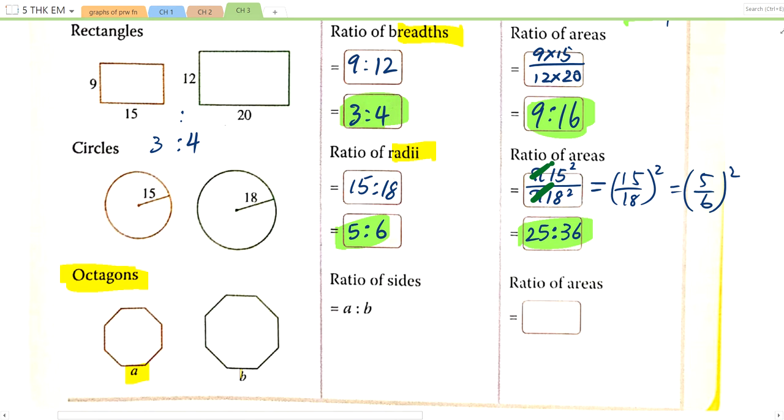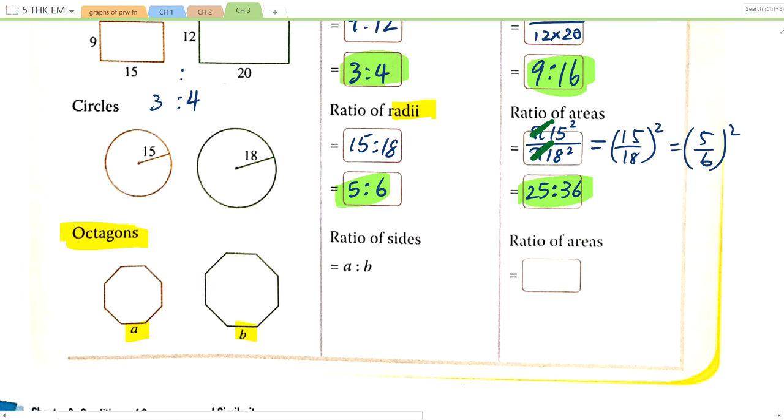So if I have a shape like this, an octagon, they are similar. The ratio is A to B. Can you tell me the ratio of area? How much is it? A square to B square. No need to calculate area, no need to divide into how many triangles and find the angle. This is the relationship, A square to B square. Okay?